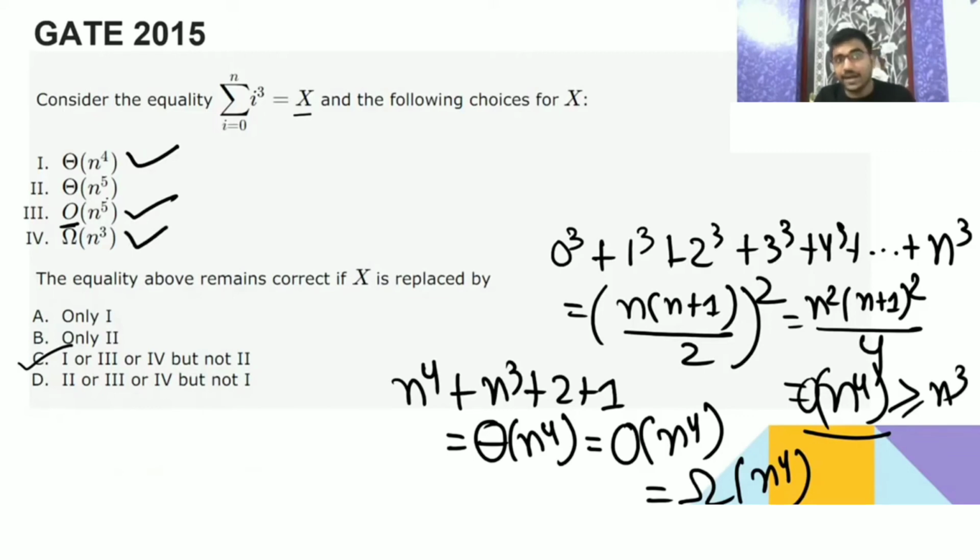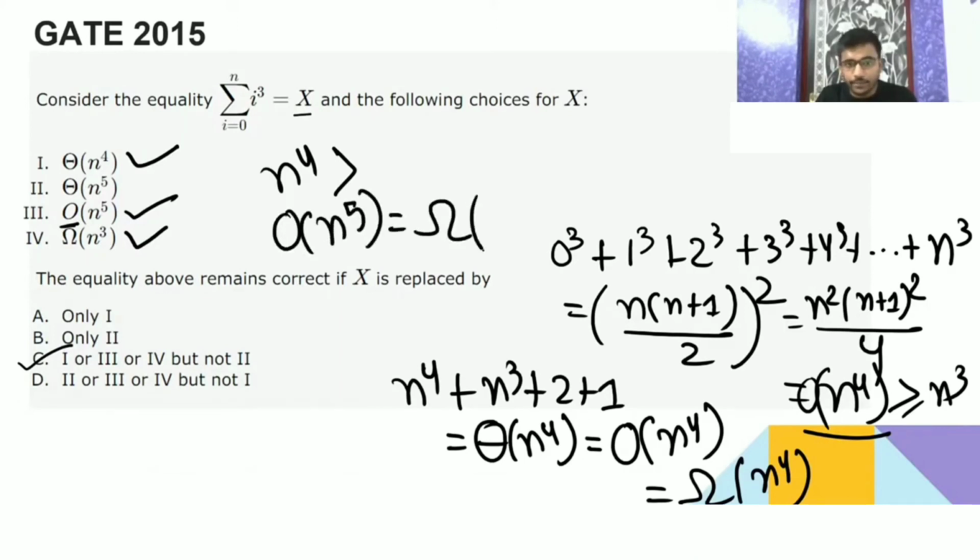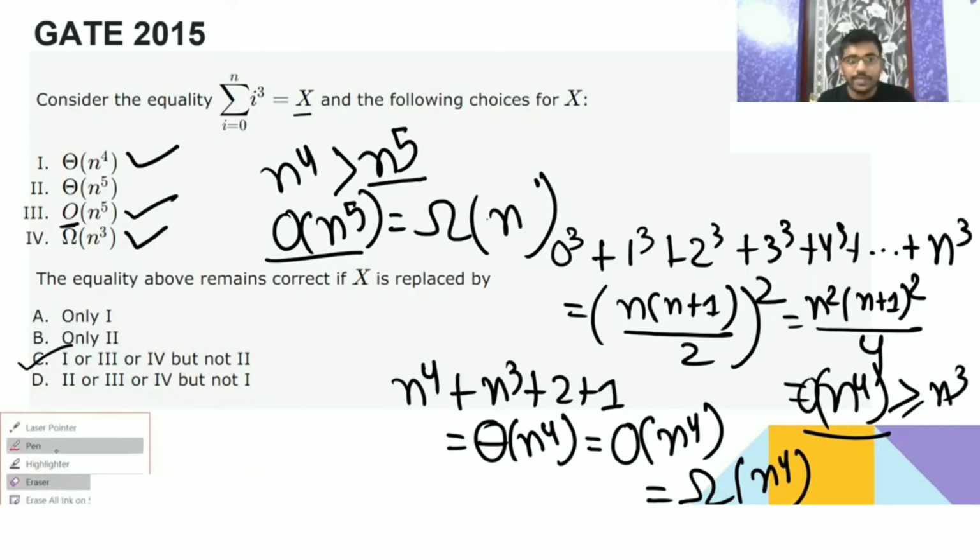But here it is saying theta. How can you say that it is a theta? In place of theta you could substitute n to the power 5 also, and big O also. For theta it is fine, but in the case of big O, n to the power 5... we can't say that now, because if it is a theta then it is both big O as well as omega. For big O it is correct, but for omega it will be incorrect, because n to the power 4 is not greater than n to the power 5. So this is incorrect. But n to the power 4 is true, and it is the tightest upper bound.